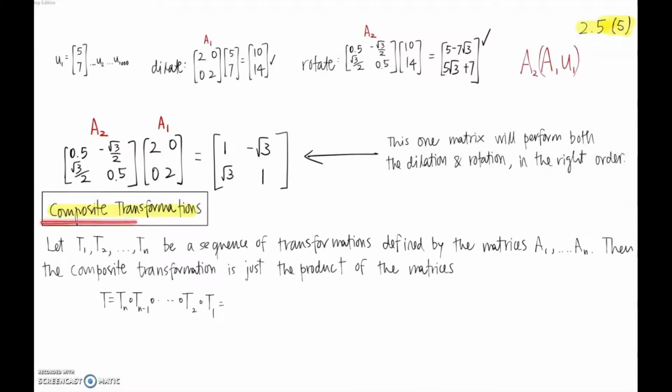So let's give a formal definition of these composite transformations. We saw this example here. But we could really have more than 2 transformations. We could have up to n transformations all in a row. So let T1 through Tn be a sequence of transformations defined by the matrices A1 through An. Then the composite transformation is just the product of the matrices. So T is Tn composed. Remember, this symbol right here is an operation that means composed with. So Tn is composed with Tn minus 1 composed all the way to T1.